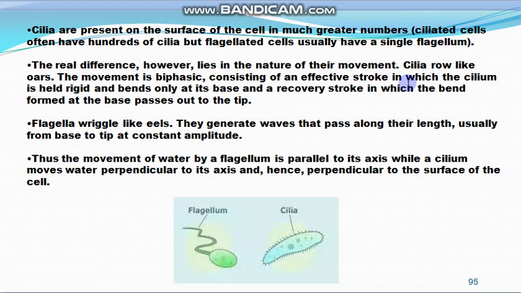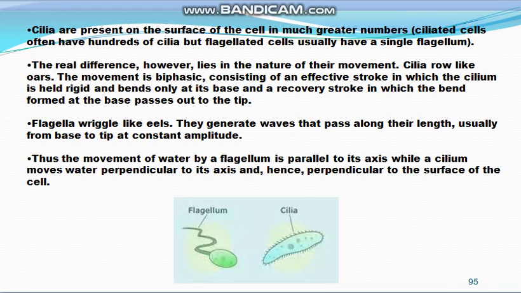And when we talk about the cilia, I told you that cilia move with two strokes. One is the power effective stroke and the other is the recovery stroke. The movement of water by a flagellum is parallel to the axis, while the cilium moves water perpendicular to its axis, and hence perpendicular to the surface of the cell. So the movement of the flagellum is parallel to the axis and the movement of the cilia is perpendicular, at a right angle to the axis. So this is the difference between the cilia and the flagella.